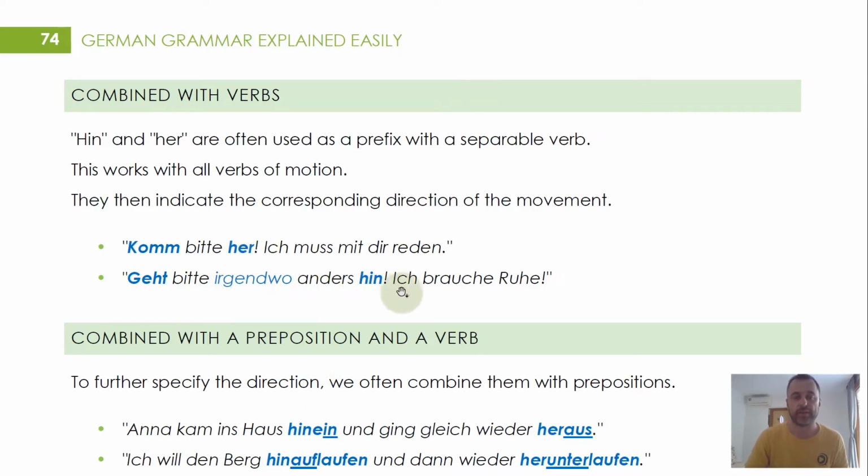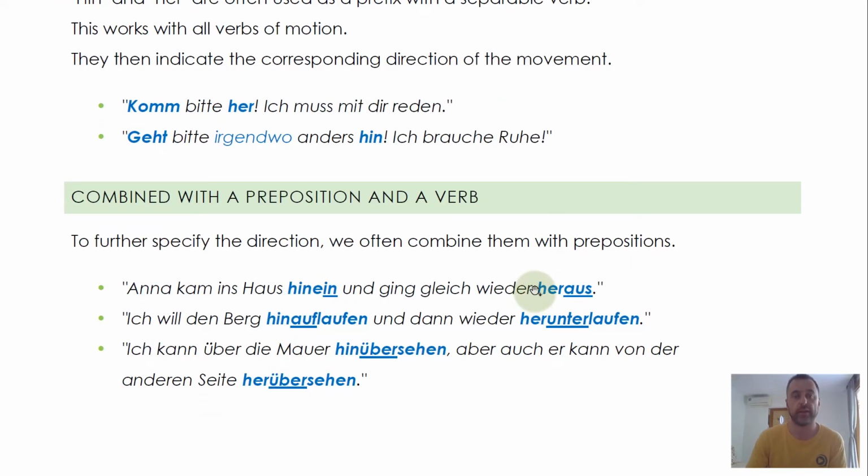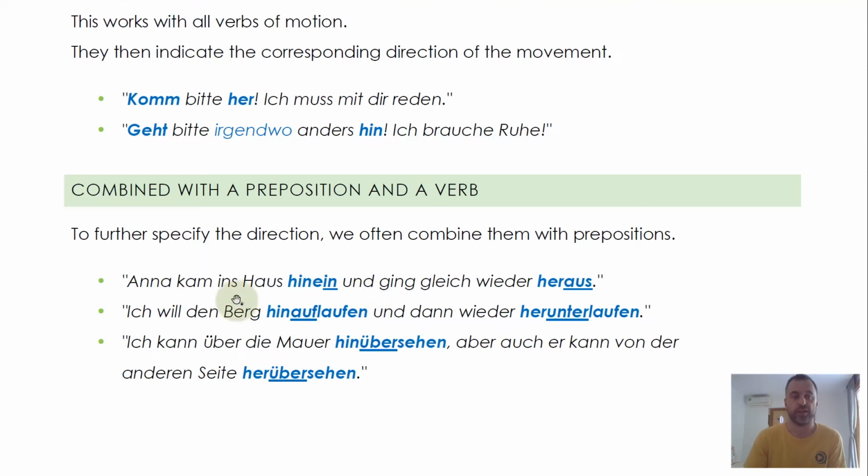Geht bitte irgendwo anders hin, ich brauche Ruhe. So please go anywhere else, I need silence. So the speaker says, please go just anywhere, away from me, away from the speaker. So that's why hin. And if we combine the hin with a preposition, we usually need a verb too.